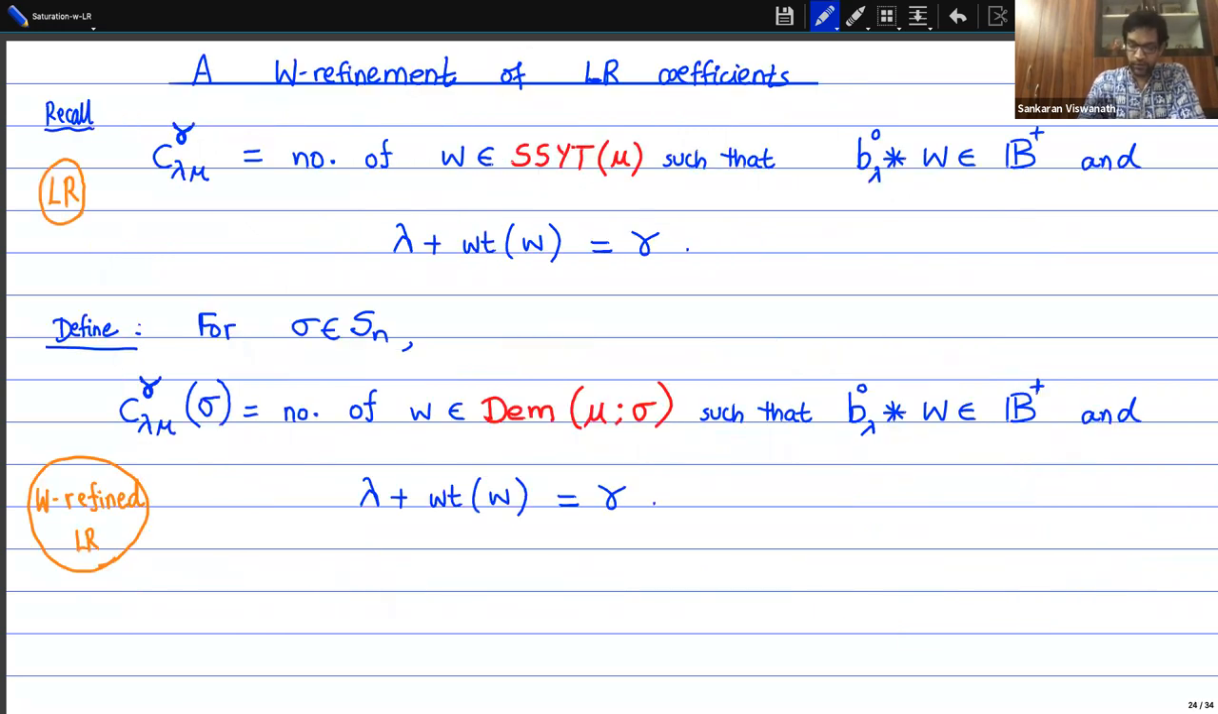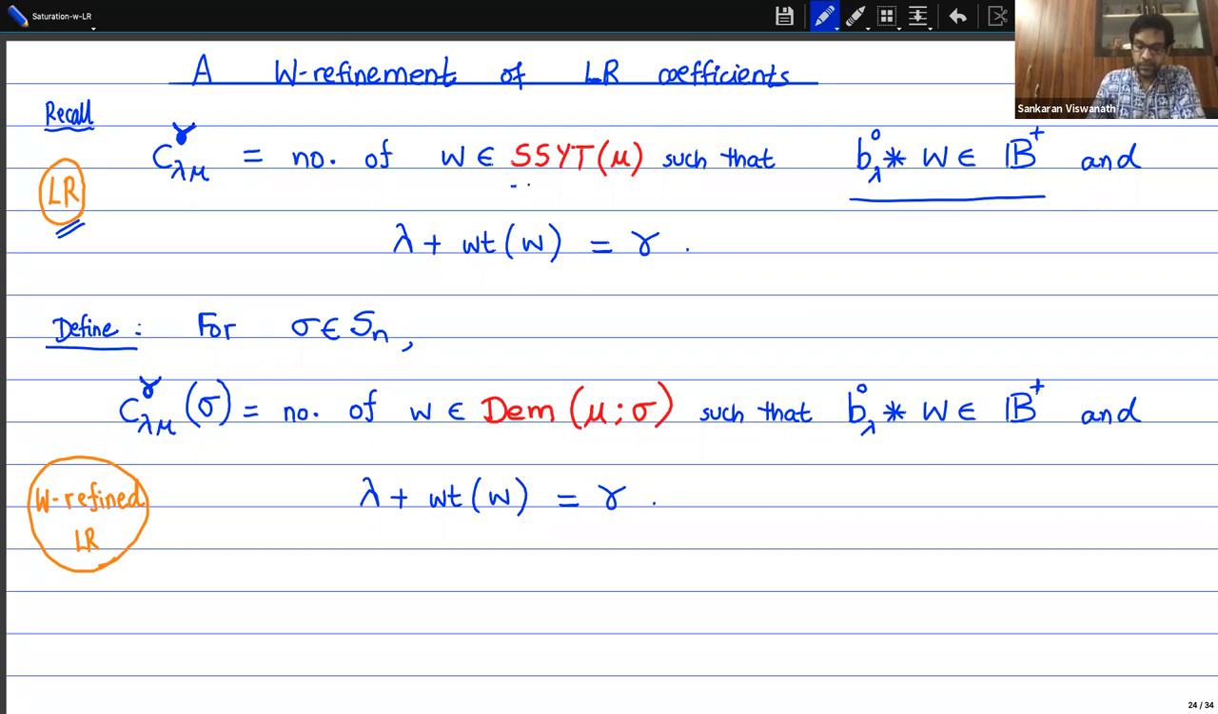Okay, so now we are almost ready to state the key object that I'll say more about in the next lecture. But here's the definition. Recall that the Littlewood-Richardson coefficient is defined as follows. I take the number of semi-standard tableaux or tableau words such that they are lambda-shifted dominant. I pre-multiply by the superstandard lambda word, and what results is a dominant word. And of course, such that the weight works out exactly to be the gamma that you have fixed. So this was the definition of the Littlewood-Richardson coefficient.